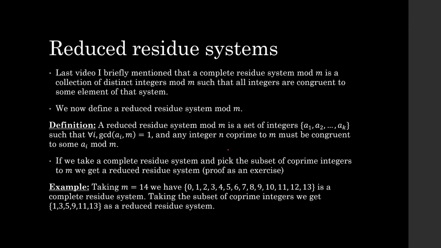So let's take an example. If I take m equals 14, we're going to have 0, 1, 2, 3, 4, 5, 6, 7, 8, 9, 10, 11, 12, 13, which is a complete residue system. The way I mentioned complete residue systems last video was when I mentioned the integers modulo m. And you'll notice if I add square brackets around each of these, I'm actually going to have the integers mod 14. So we already know that this is a complete residue system. And so if I take the subset of coprime integers, I'm going to get 1, 3, 5, 9, 11, and 13, and you can check whether those are coprime to 14. That's going to be a reduced residue system.